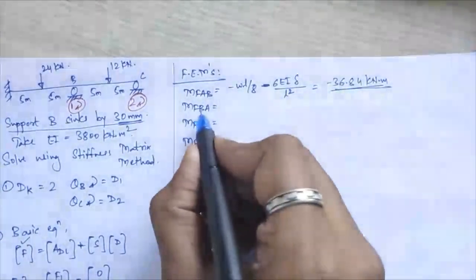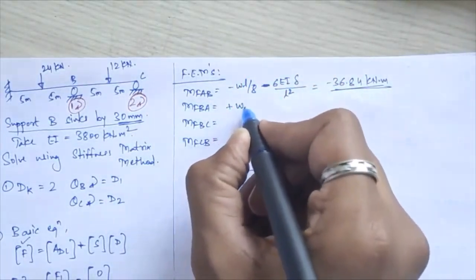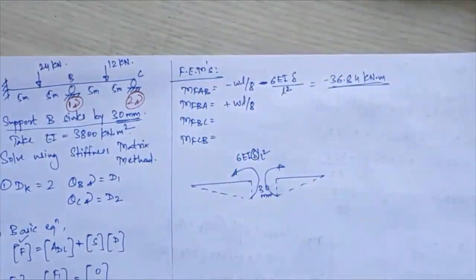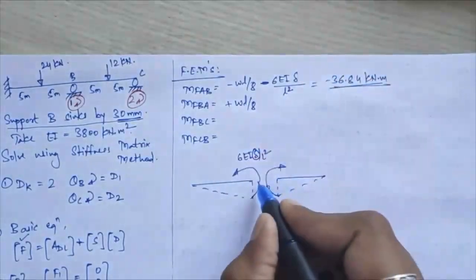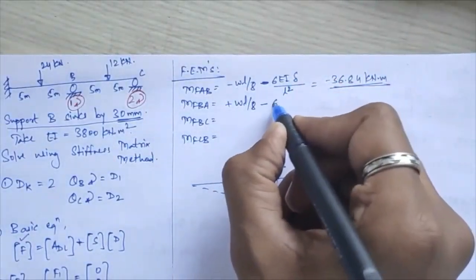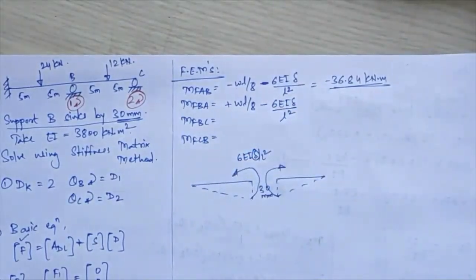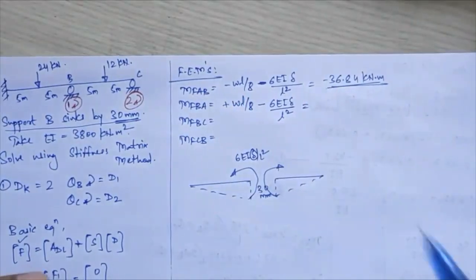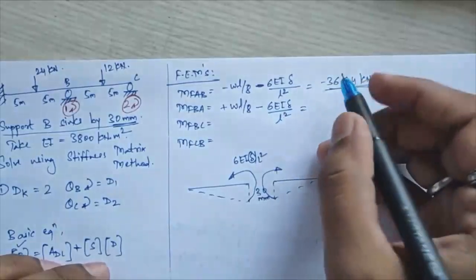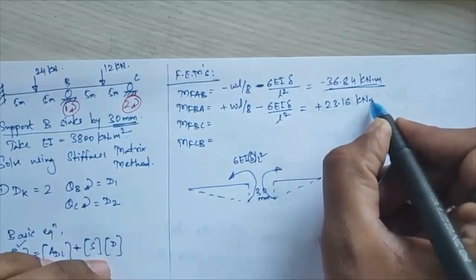Okay, same way MFBA I will calculate, that is plus WL by 8, and this same restoring moment will be there, that is minus 6 EI delta upon L square again. So if you calculate, I get this value as plus 23.16 kilonewton meter.